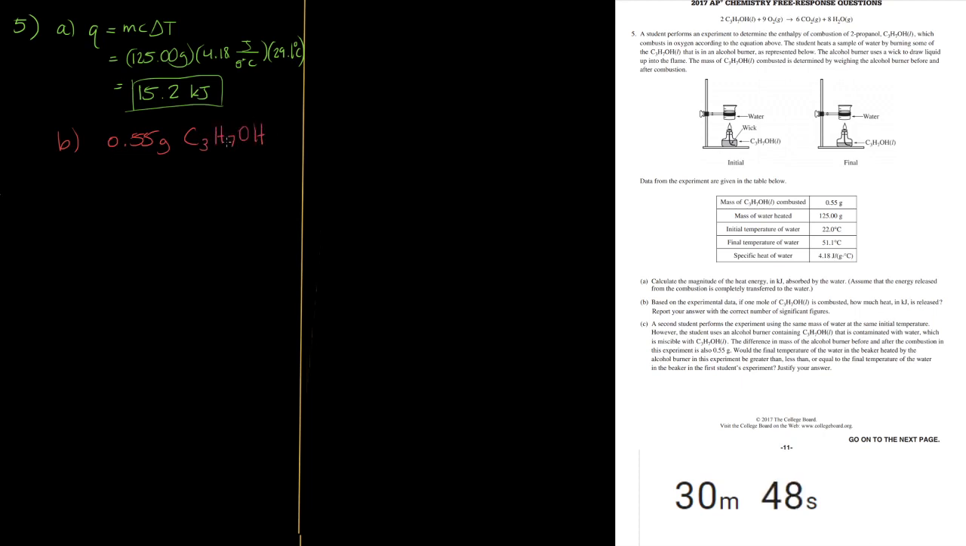C3H7OH implies, now 0.55, I'm going to divide this by the atomic mass. So carbon is 12.011, multiply that by 3, plus 1.008 for hydrogen, multiply that by 8, plus 15.999, multiply that by 1.